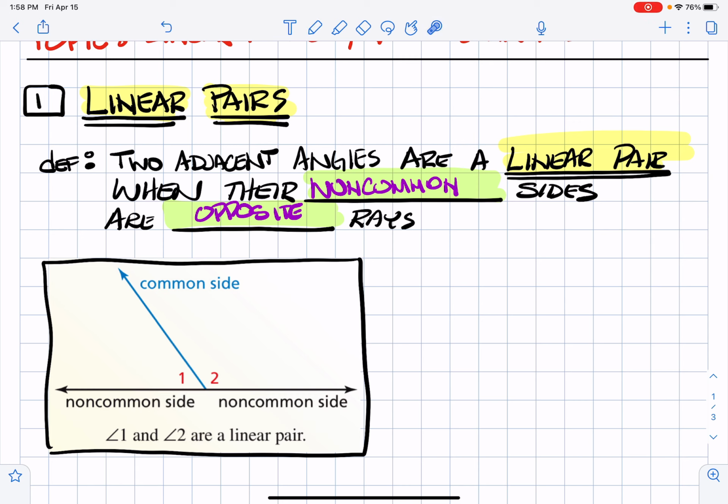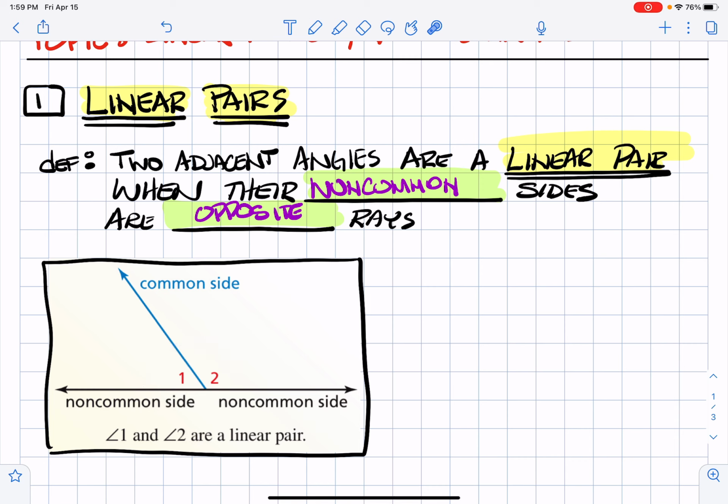So two adjacent angles, so angle 1 and angle 2, these are adjacent angles. They make a linear pair because their non-common sides form opposite rays. So this is a non-common side, and this is a non-common side. And because they are forming opposite rays, angle 1 and angle 2 are a linear pair.